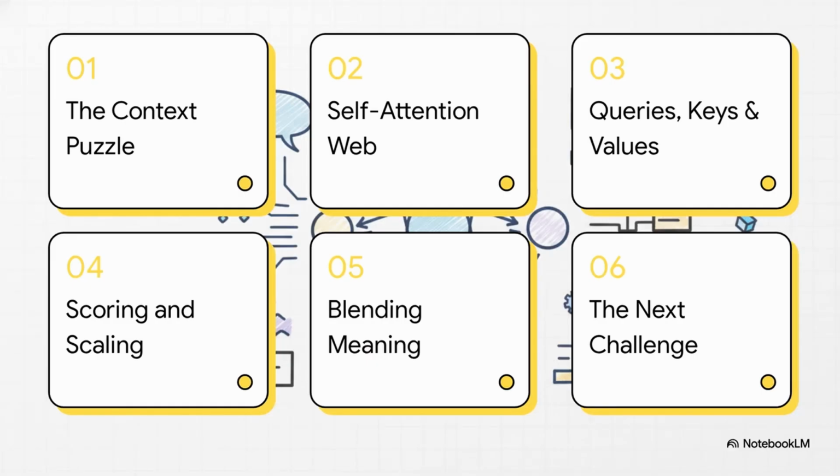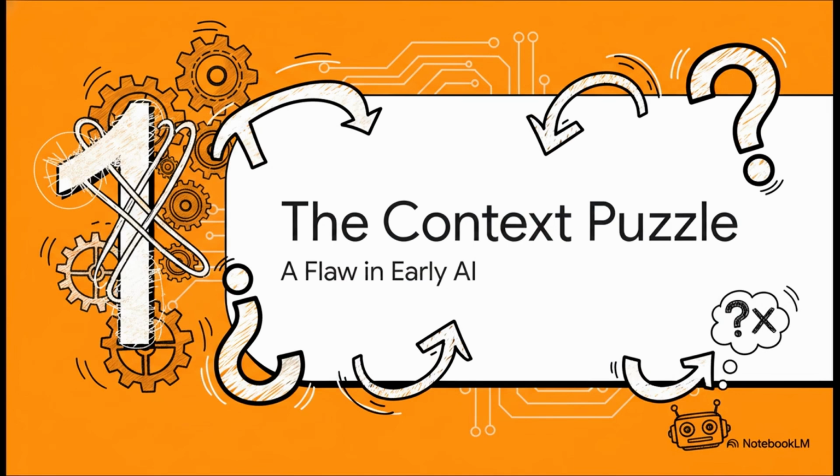Okay, let's just dive right into our roadmap for today. We're going to hit the context puzzle, move on to the self-attention web, break down queries, keys, and values, look at scoring and scaling, see how we blend meaning together, and then wrap up with the next big challenge. So, starting things off with the context puzzle.